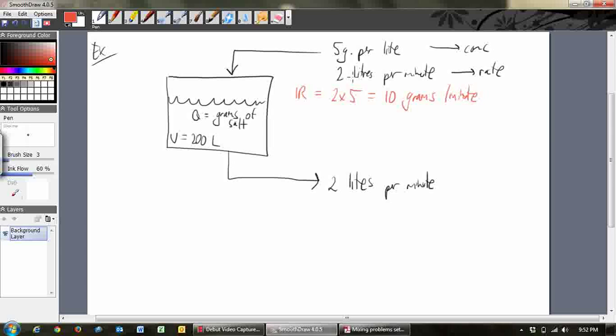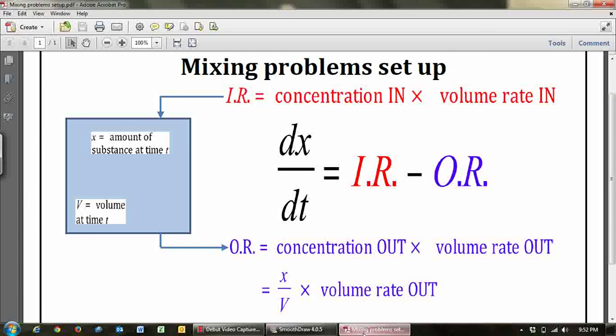Okay, 5 grams per litre, 2 litres per minute, that's 10 grams per minute. That's what's coming in that tube. So that's your input rate. Nice and easy. Now let's have a look at your output rate. What's going out? Again, it's just the concentration times the volume rate.